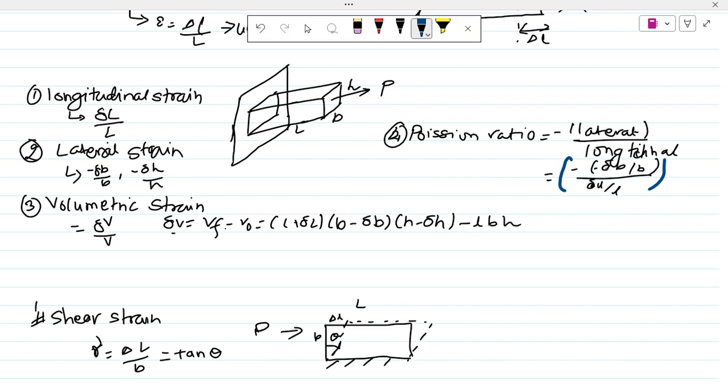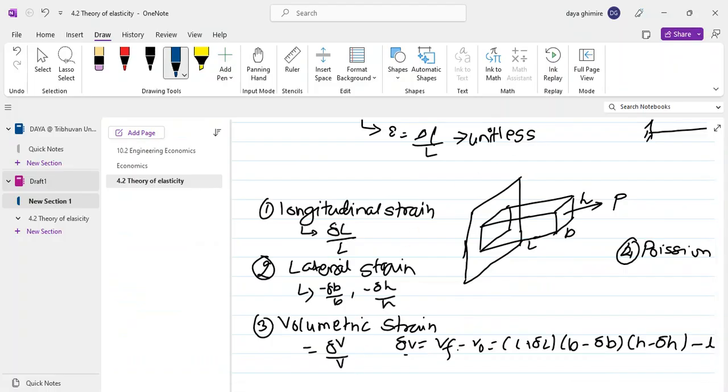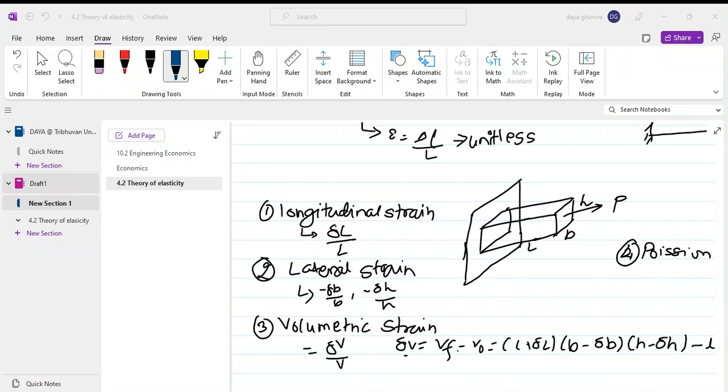Now, volumetric strain. We have talked about volumetric strain. I think this is all about strain. We will talk more about Hooke's law and other parts later.